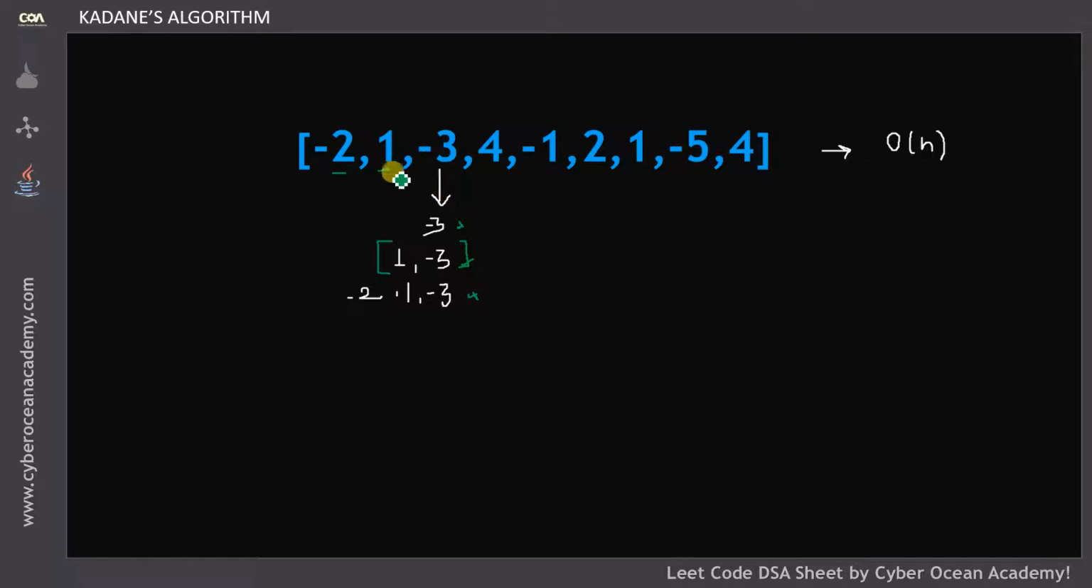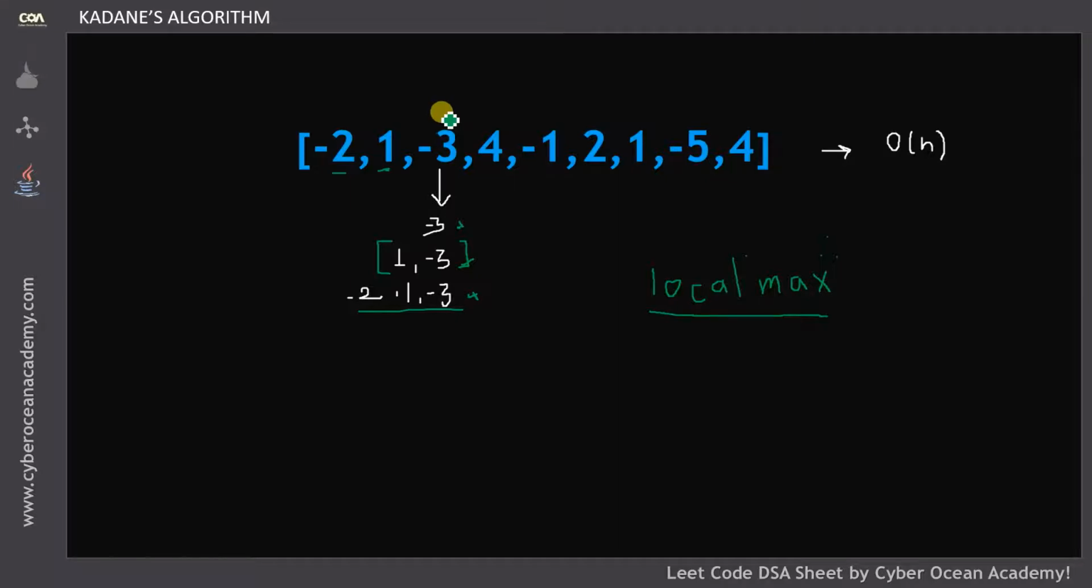So when you reach the index minus 3, you will not check for this index. Why? Because we already calculated the local maximum. The idea is simple: we first calculate the local maximum. Local maximum is simply, for every index, the maximum subarray we already calculated at that index. That is our local maximum.